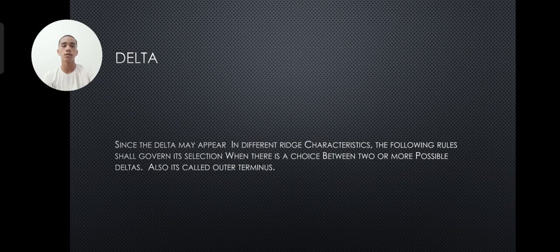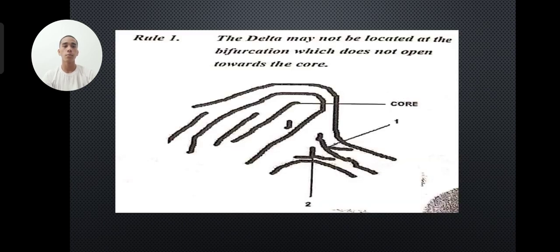The first rule is the delta may not be located at the bifurcation which does not open towards the core. So rule number 1, it is a loop type pattern. As you notice, naay duha ka type lines in this area of divergence. So naay duha ka bifurcation, the bifurcation 1 and the bifurcation 2, as you notice in the illustration.